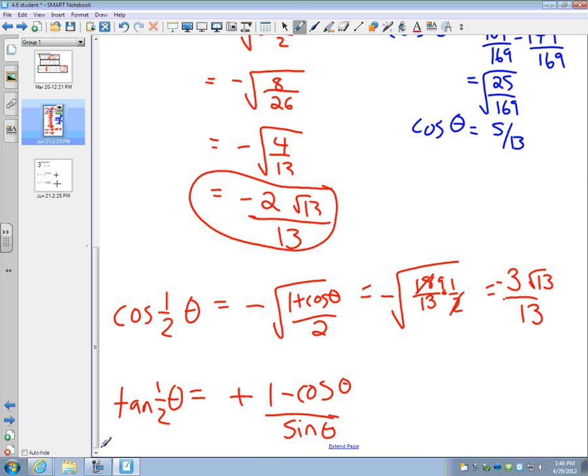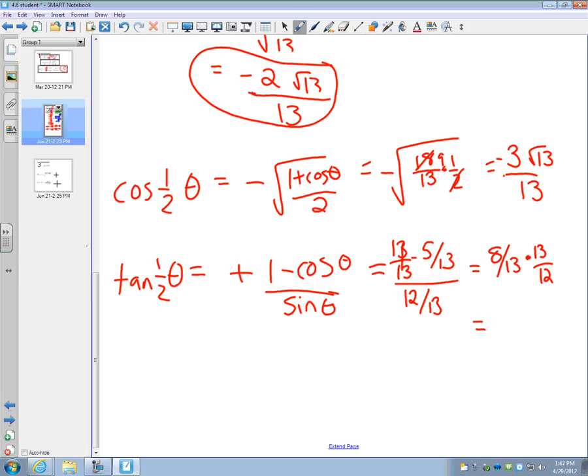Okay, 1 minus cos, so 1 minus 5/13 over 12/13. We can rewrite the 1 as 13 over 13. 13 minus 5 is 8/13. So I have 8/13 divided by 12/13. That's keep, change, flip: 13 times 12. The 13s cancel out. I have 8/12, which is the same as 2/3. That was a lot of work using Pythagoras and using identities there.